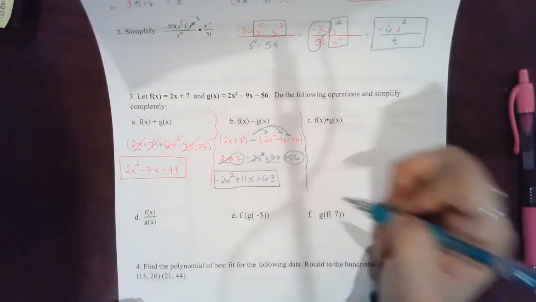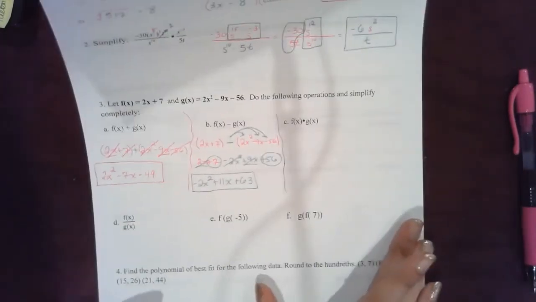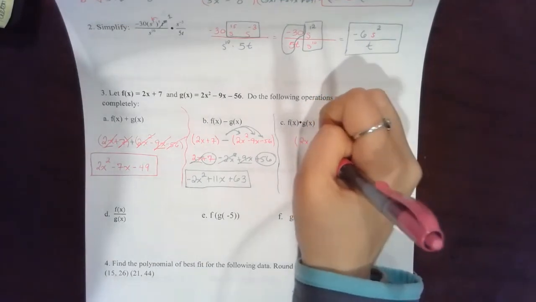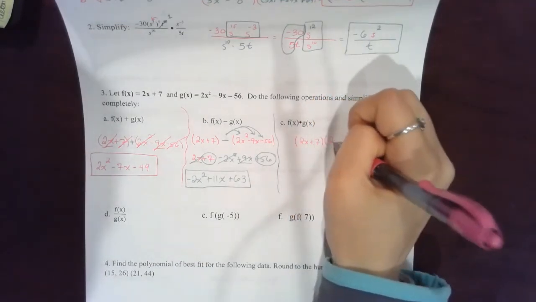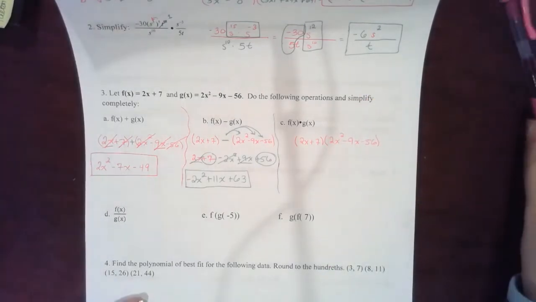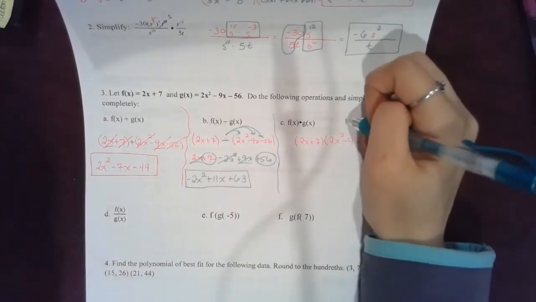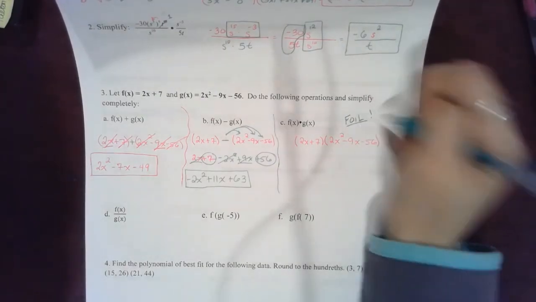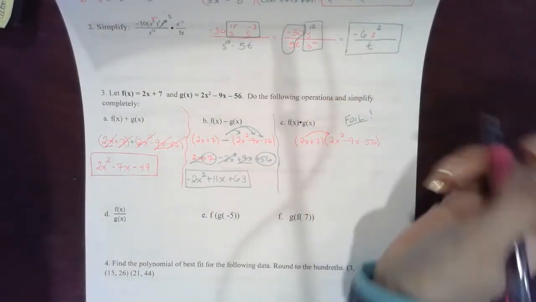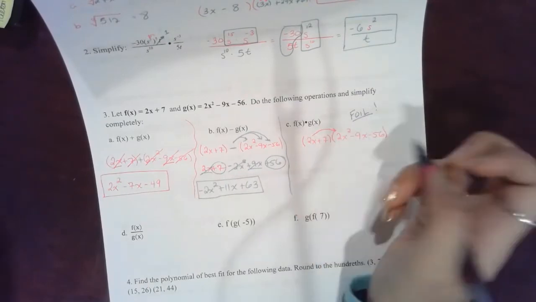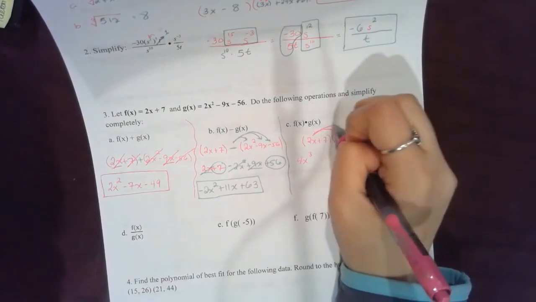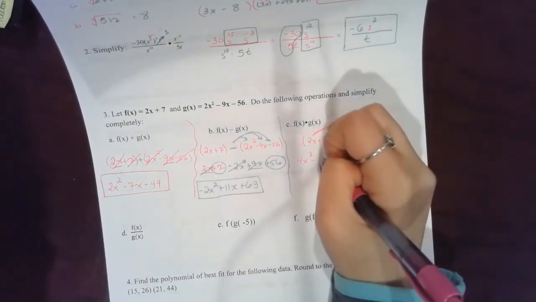Okay. Next up, we have multiplication. That definitely needs parentheses. So that's going to be 2x plus 7 times 2x squared minus 9x minus 56. So now that we are multiplying two parentheses, that means we have to FOIL. That's basically a distribution property. So I'm going to distribute it to everything. So this becomes 4x to the third power. This becomes negative 18x squared.